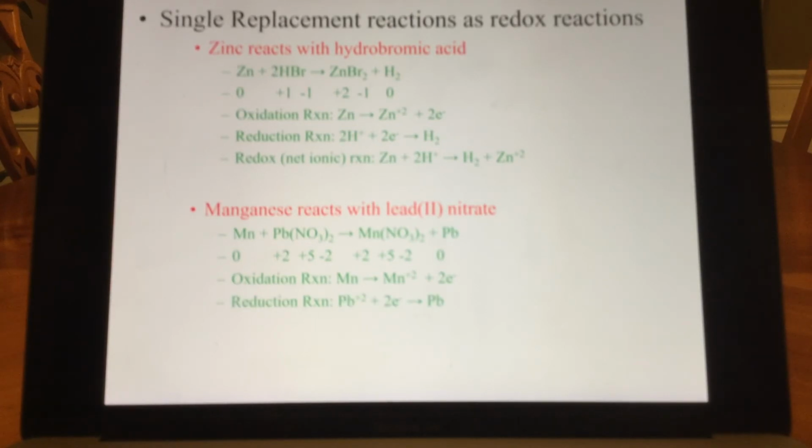And then our reduction reaction would be the lead, going from lead plus 2, gaining 2 electrons to form lead metal. And again, in this case, the electrons are already balanced, so when we combine them, we don't have to do anything else. We can just combine the two together, the electrons cancel, and our overall net ionic or redox reaction is manganese plus lead plus 2, forming lead plus manganese plus 2.